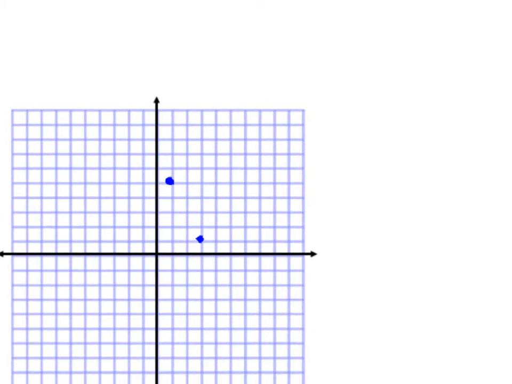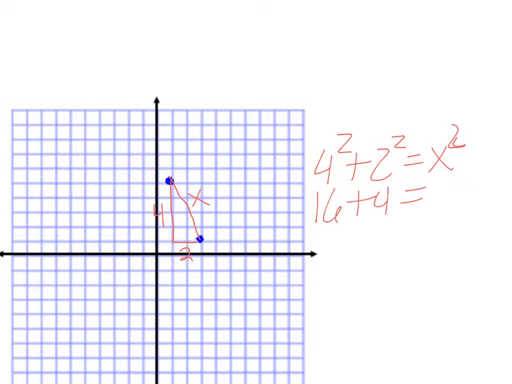So starting with the one over on the left-hand side first, I'm going to connect my dots. I'm going to draw my two straight sides, my bases, my A and my B side. Count the boxes, 1, 2, 3, 4. 4 boxes going up, 2 boxes on the bottom. Again, looking for that hypotenuse. So 4 squared plus 2 squared needs to equal x squared. So 16 plus 4 needs to equal x squared. So 20 needs to equal x squared.